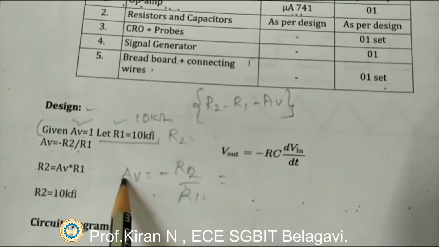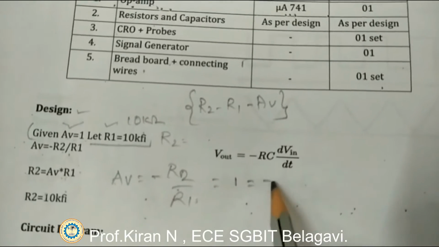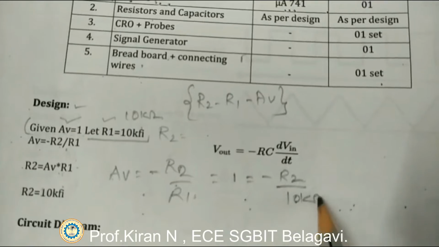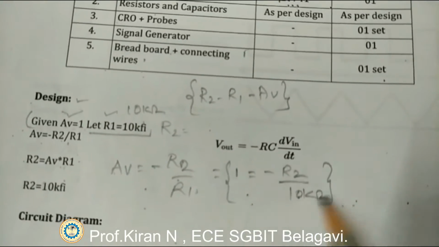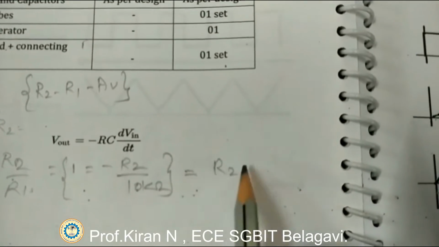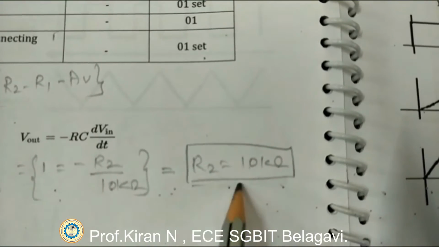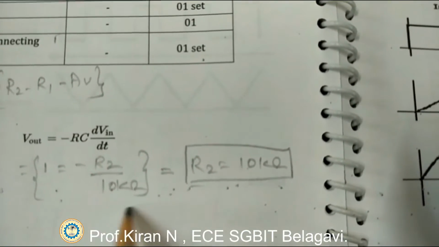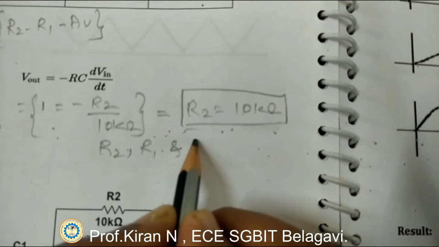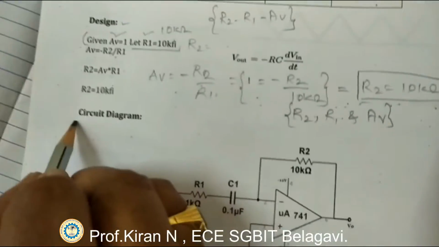Now let us substitute the values here. The AV value is 1, R2 needs to be calculated, and R1 is 10 kilo ohm. With this equation we find the R2 value, and we got the R2 value as 10 kilo ohm. Now we know R2, R1 and AV values, so let us start with the circuit diagram.